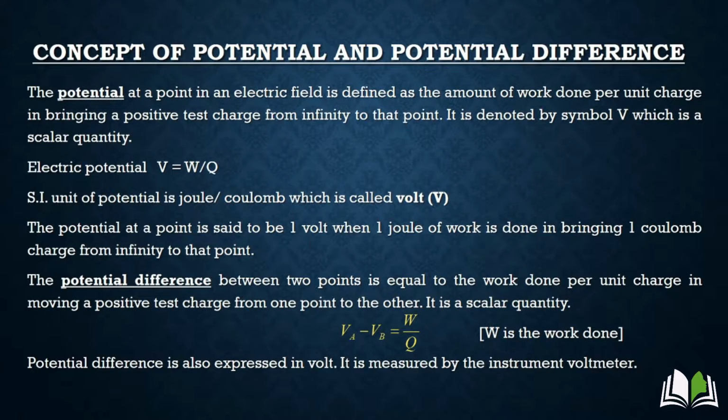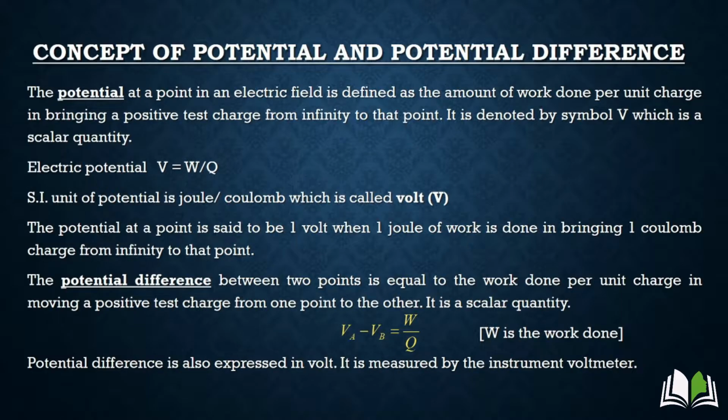If W be the work done by the test positive charge Q, and the potential is V, then V is equal to W by Q, or work done W is equal to Q into V. The SI unit of electric potential is volt, which is denoted by the capital letter V.